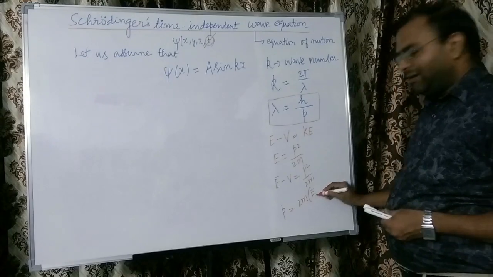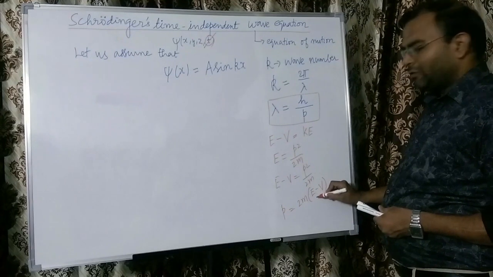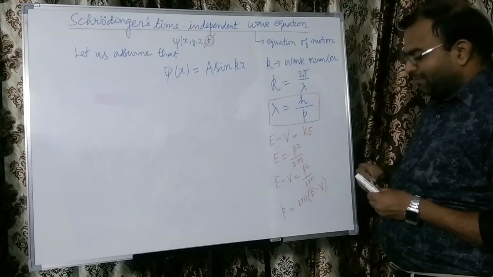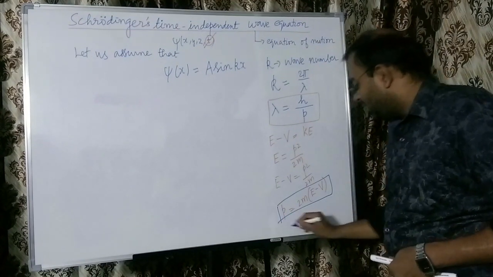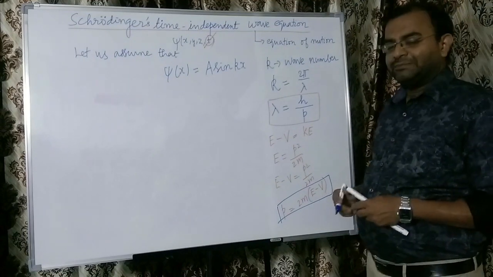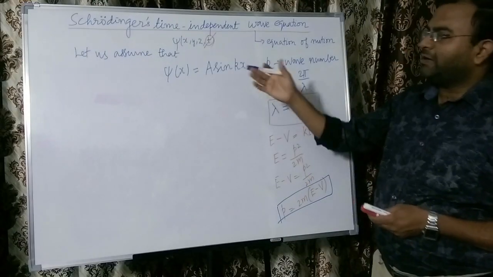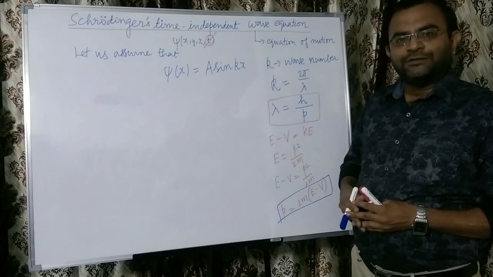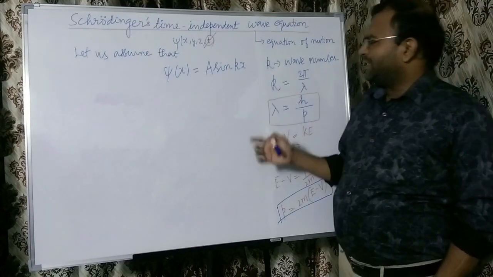times the mass of the particle multiplied by the difference in total energy and potential energy, that is the kinetic energy. So the momentum of this particle can be expressed as p is equal to root of 2m multiplied by E minus V. Now these are some of the equations that we'll be using while we derive the Schrodinger's time-independent wave equation. Right, now let us proceed to derive the equation.